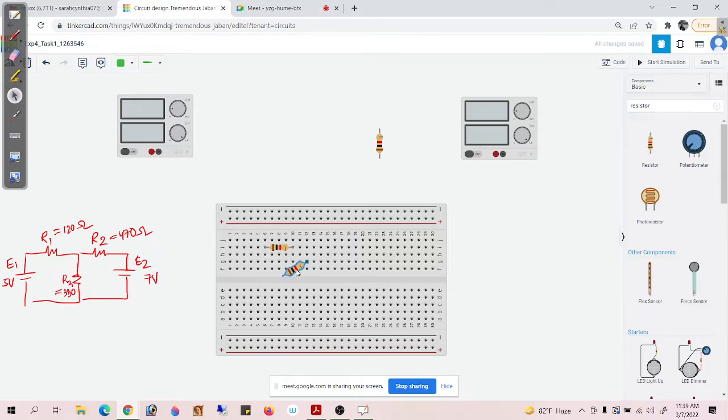Yes, we can rotate it and place it here just like it shows in the circuit or in the schematic, in order to reduce confusion. Okay, so now where do we put R3 in the circuit?